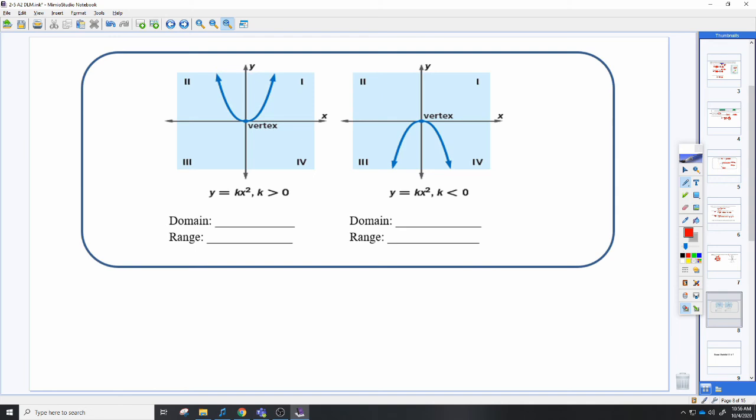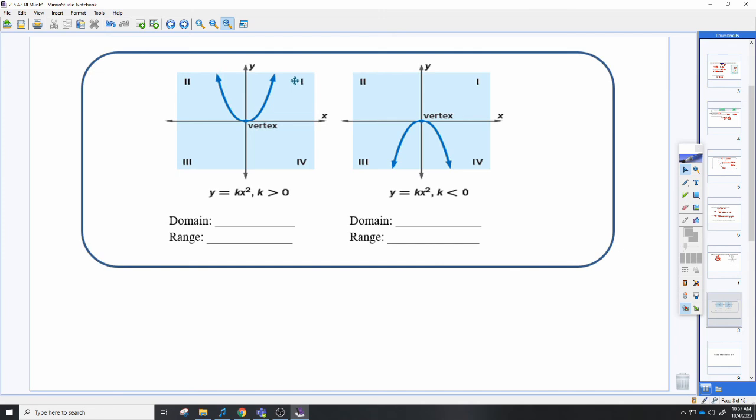Also, what did I think of? The quadrants are listed here around 1, 2, 3, 4. If you look at those, some of these questions in the homework will ask about the quadrants and where they are.